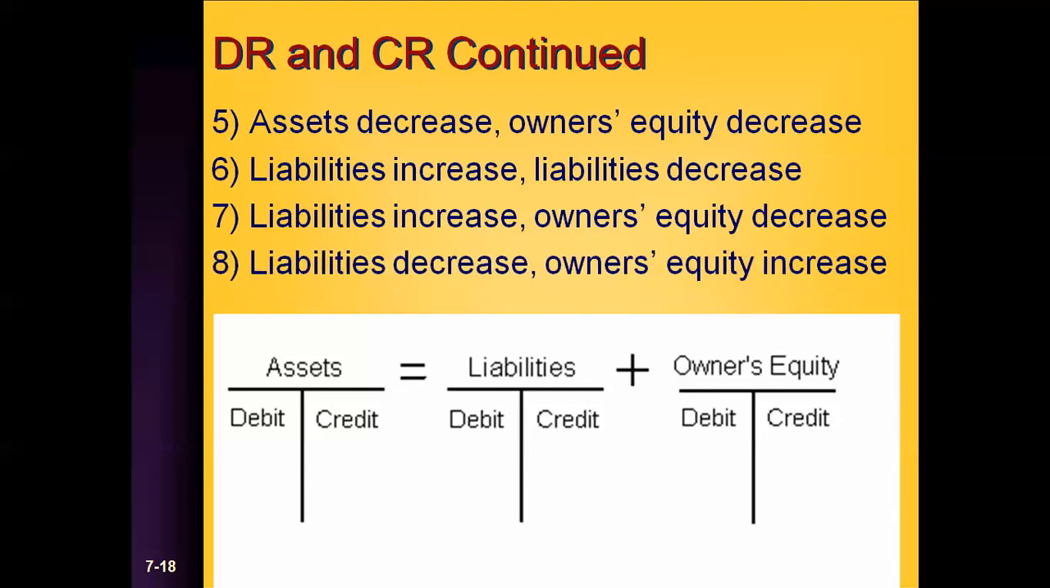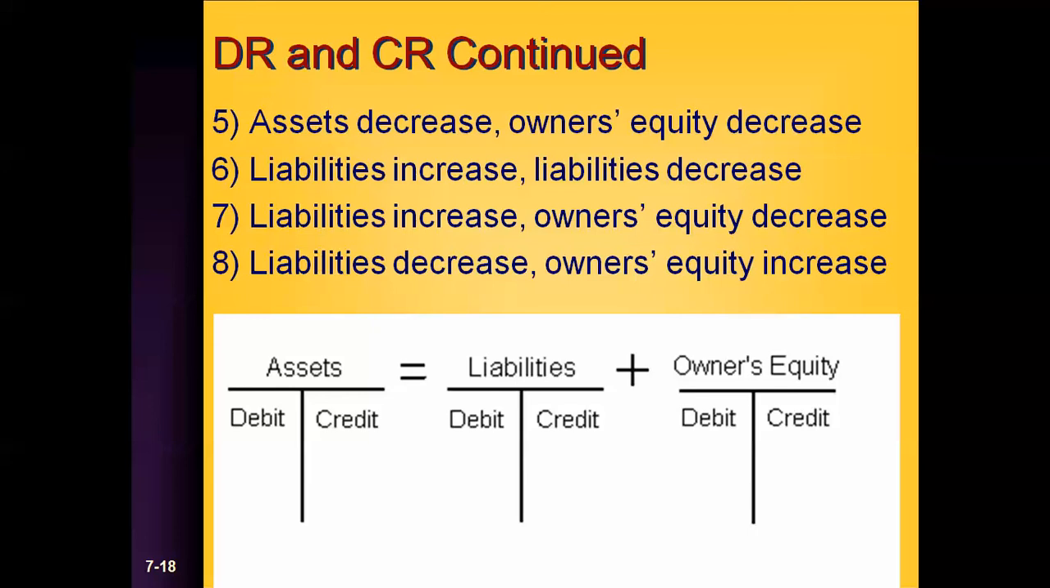The fifth combination would be assets decrease and owner's equity decreases. An example might be here again, the supplies related examples. Say supplies are used in a business. That would result in a debit to the supplies expense account, but a credit to the supplies asset account.